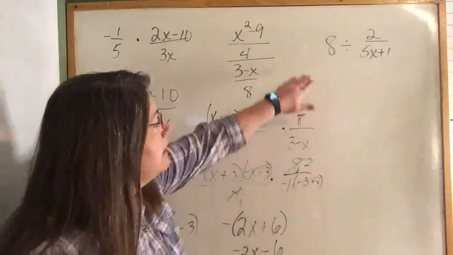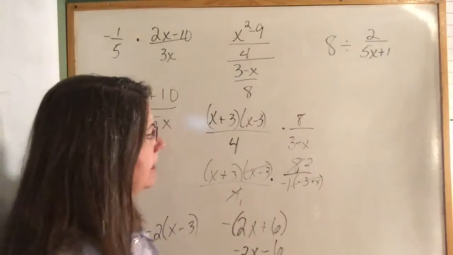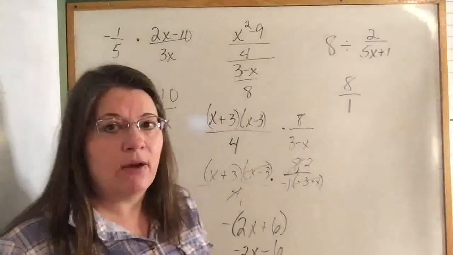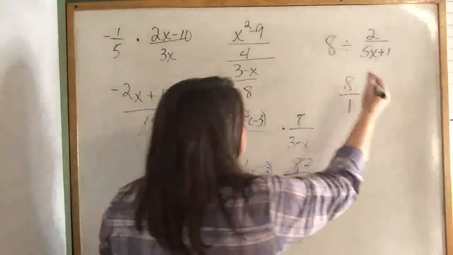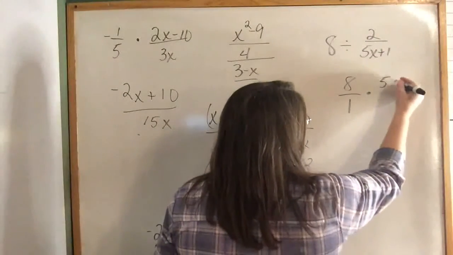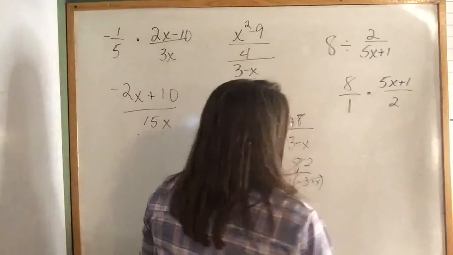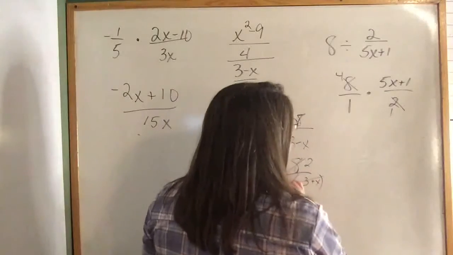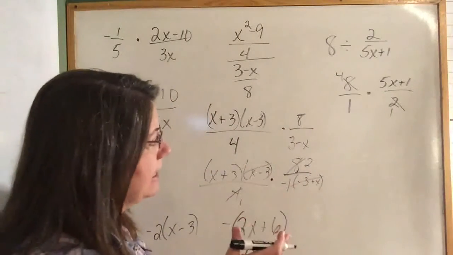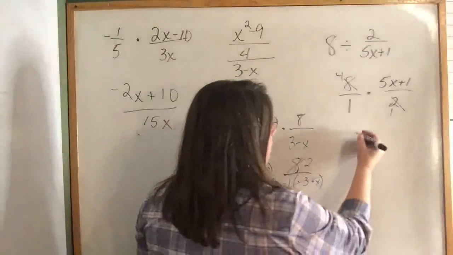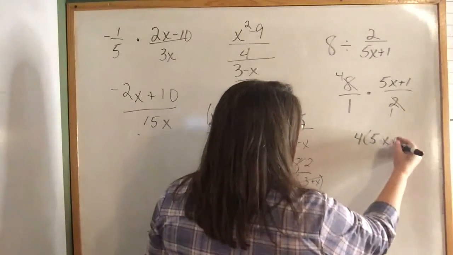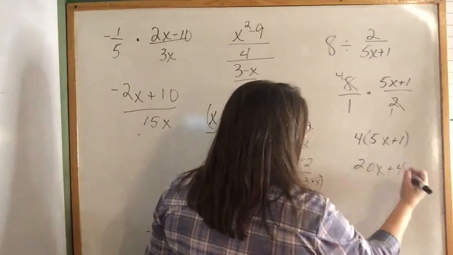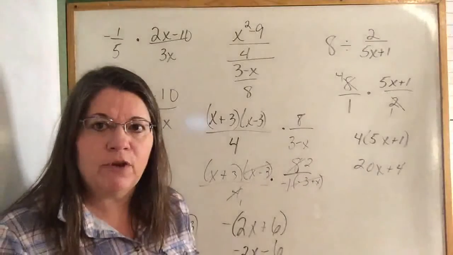Looking at the next one, here we've got an 8. So I'm going to rewrite that as 8 over 1. Anytime you have a whole number, you can write it over 1 if you need a fraction. And I'm going to multiply that by the reciprocal. So that's 5x plus 1 over 2. And then the 8 and the 2 cancel. 8 becomes a 4, 2 becomes a 1. And we've simplified everything that we can. So now I'm going to multiply those together. So I could have 4 times 5x plus 1. That would be an acceptable answer. I could have 20x plus 4 also as an acceptable answer. Either one of those would be fine.